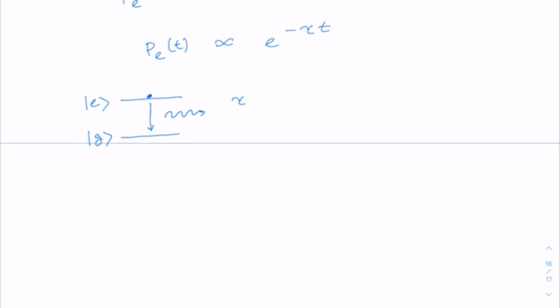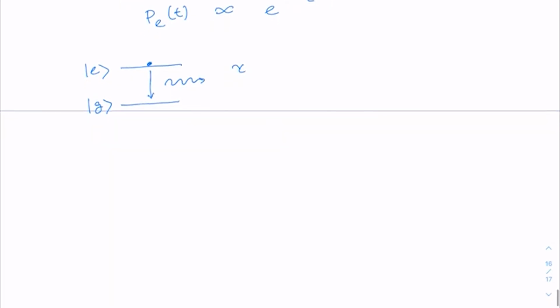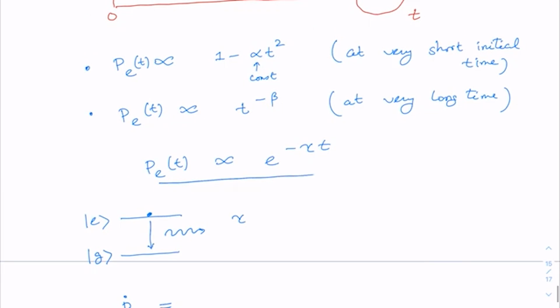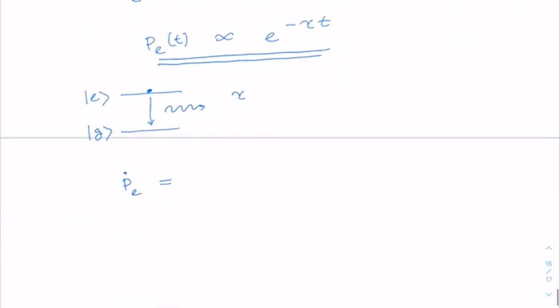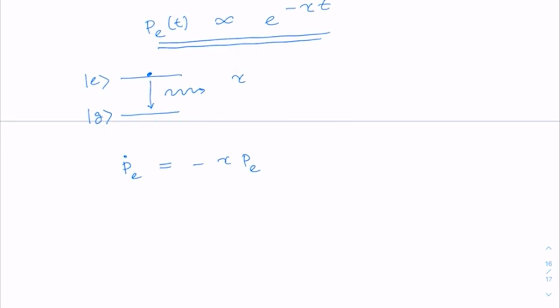So we can set up an equation to see how the probability evolves in time. The time rate of change of the probability, P dot E, is equal to, as you can see from this behavior, that this is exponential decay, so we can just write it as minus gamma P of E. So quite clearly from here you will get Pe of t equal to Pe of 0 e to the power minus gamma t.